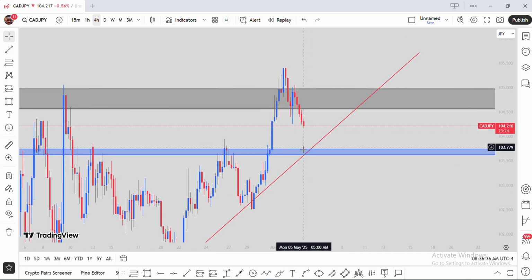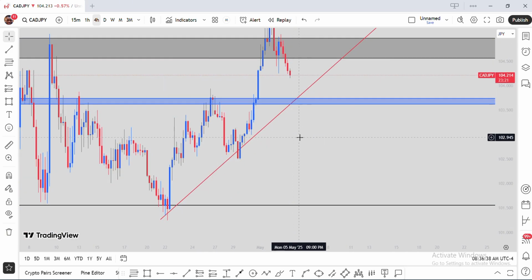So if price should break it to the downside, then I'll be looking for selling opportunities to the downside. So by the time price got here, I would have already moved my stop loss to break even. By the time price got into this black line, I would have already moved my stop loss to break even.